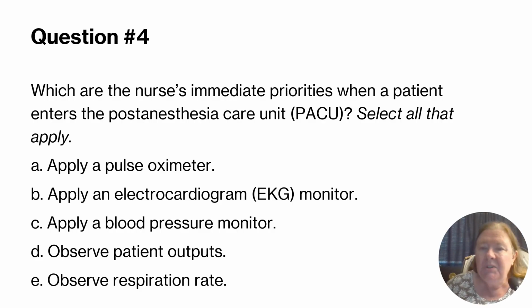All right, so let's read the answer choices. Apply a pulse oximeter. Letter B, apply an electrocardiogram or EKG monitor. C, apply a blood pressure monitor. D, observe patient outputs. And E, observe respiration rate. Okay, so these are immediate priorities after surgery. I'll give you a minute to think about these and then we'll go over the answer choices and which ones are correct. This is a select all that apply, so don't forget, any of these can be correct. It can be one answer, 2, 3, 4, or all 5.